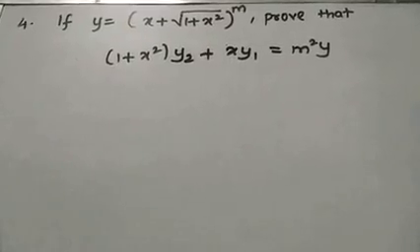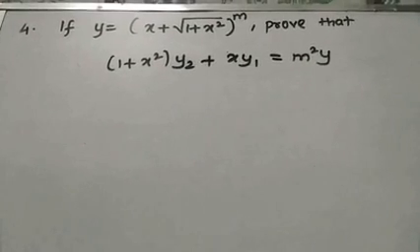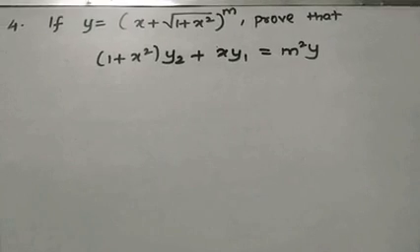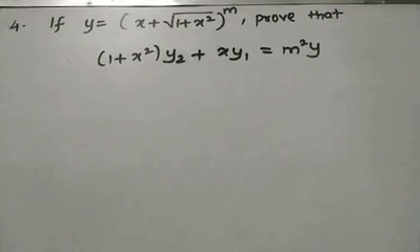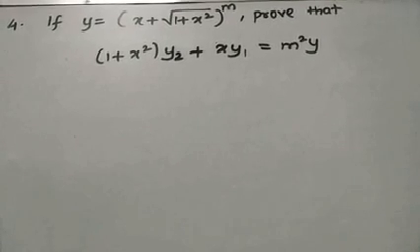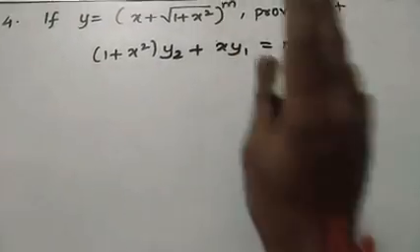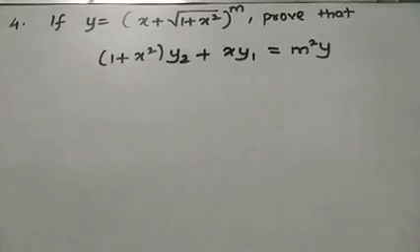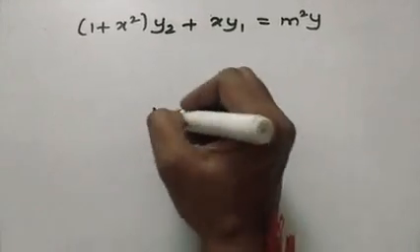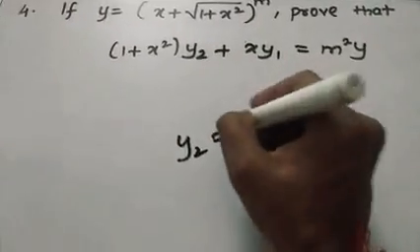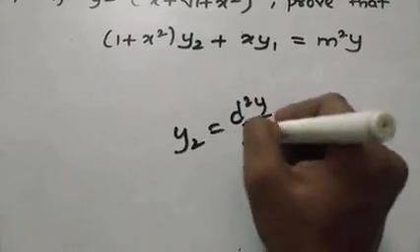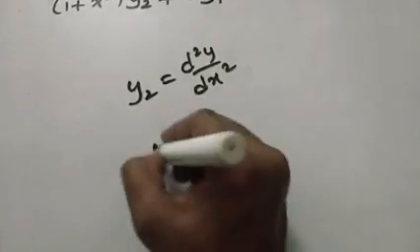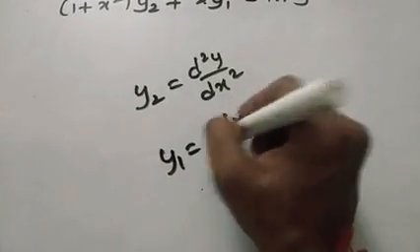Now this was the bonus question, and now we have to solve this question. And now what is the question here? If y equals to x plus square root of 1 plus x square to the power m, then prove that 1 plus x square y2. First of all, y2 means, we all know that y2 means second order derivative d2y by dx2 plus x y1. y1 means dy by dx.